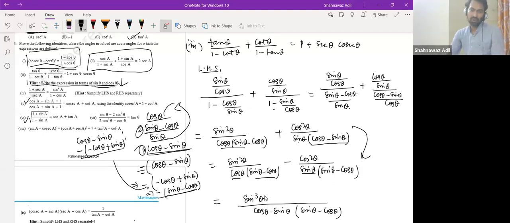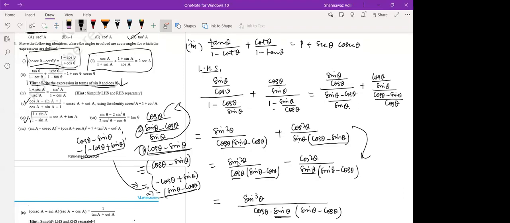Sine square. So we have this LCM, right? We have this cos theta, sine theta minus cos theta. So what we will do? First, we will divide this by this. So what we'll get? We'll get this one. And then we multiply this with the numerator. So what we'll get? Yes, understood why this is sine cube theta? Yes, Tejasvi. Good.